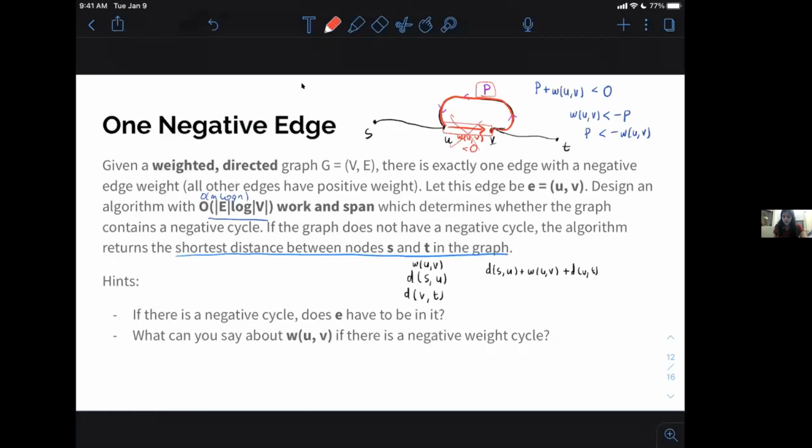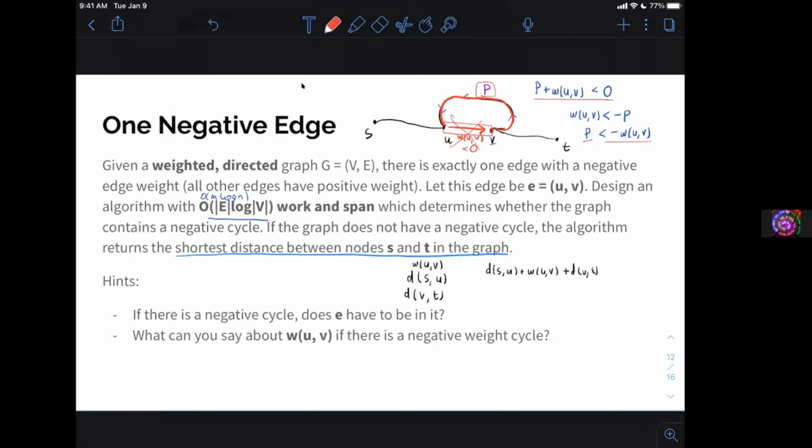And then if this is part of a negative weight cycle, you know that this must be true, right? P plus the weight from U to V is less than 0. So a way to check whether this forms a negative cycle, after you find P, is to check whether P is less than negative the weight from U to V. Is that okay?